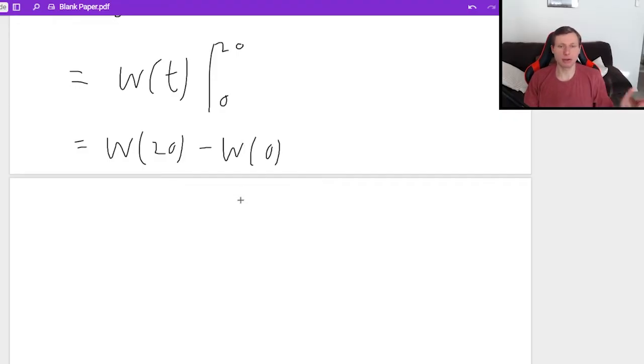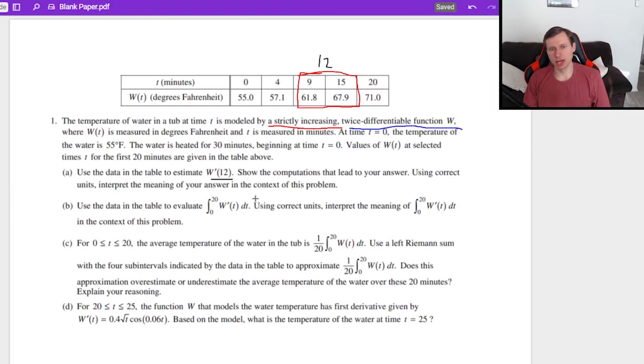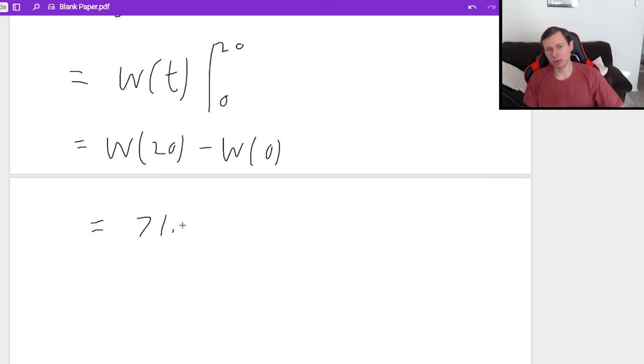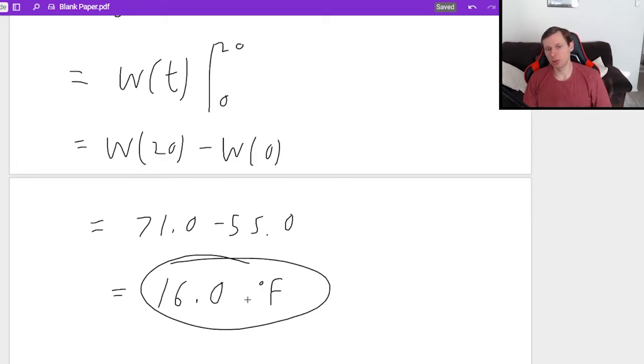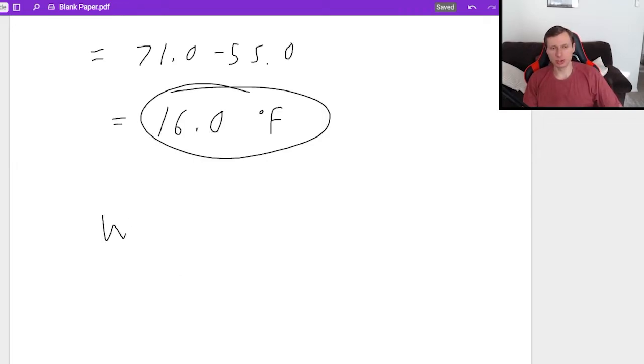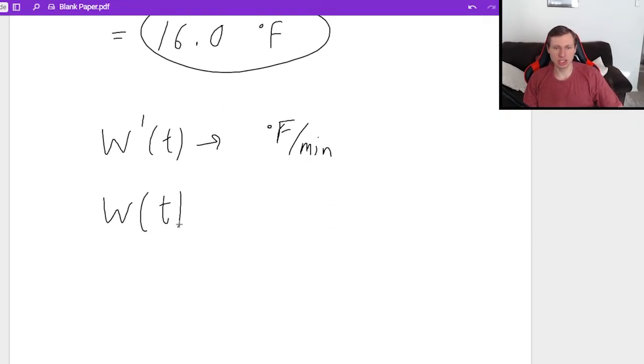Remember, these are the y values from my chart. So in other words, that's going to be, for 0, it's 55.0. For 20, it's 71.0. 71.0 minus 55.0. That's going to be an answer of 16.0. The units, by the way, are just degrees Fahrenheit. And the reason why it's degrees Fahrenheit is because the units for w prime of t are degrees Fahrenheit per minute, because that's a rate. And the units for w of t is just the temperature, so that would just be degrees Fahrenheit.